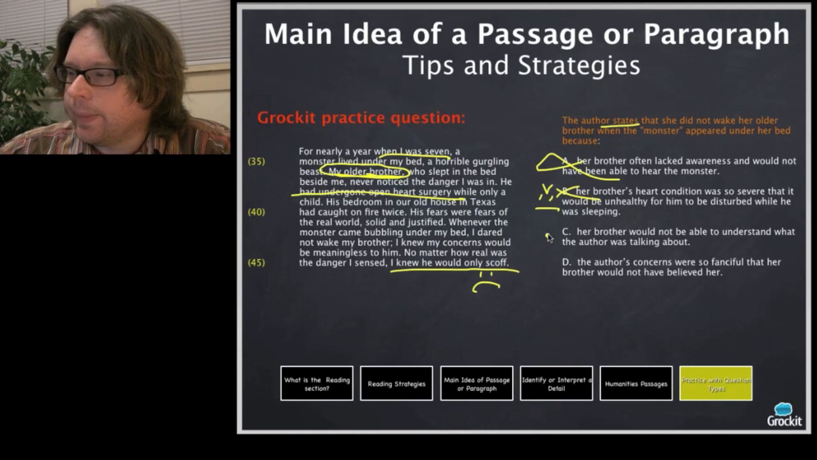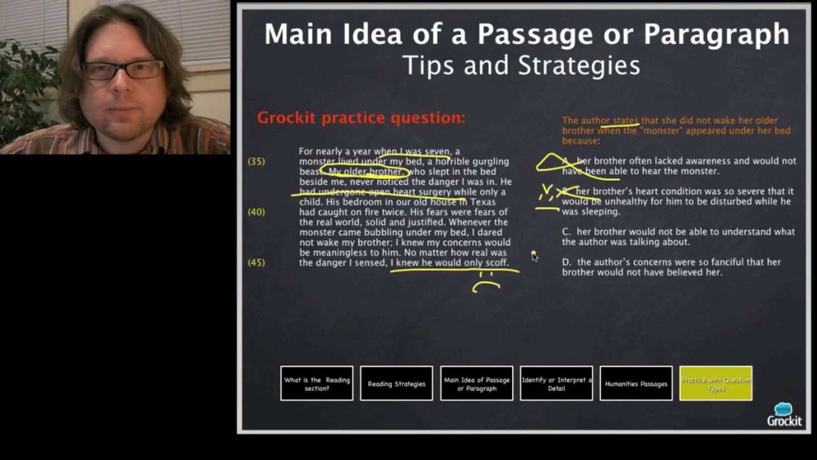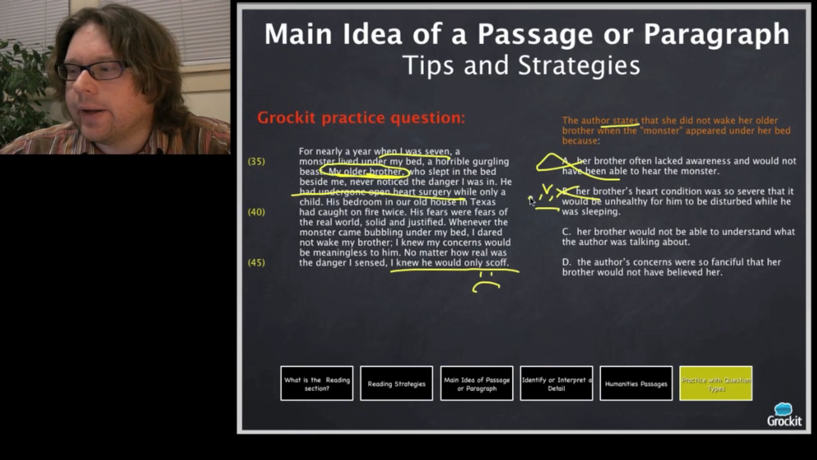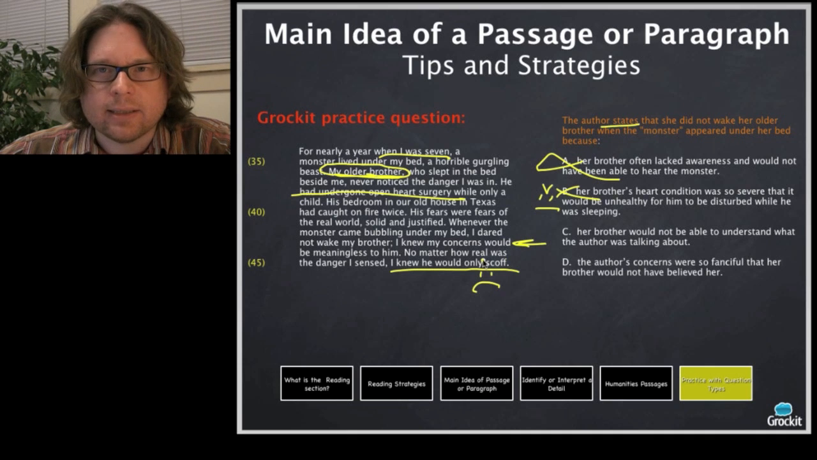C, her brother would not be able to understand what the author was talking about. This one's probably, I think, the trickiest of the wrong answer choices, and I guess I just gave it away by saying that it's wrong. But we do have this sentence here that says, I knew my concerns would be meaningless to him.